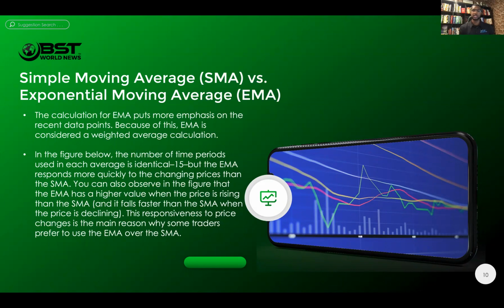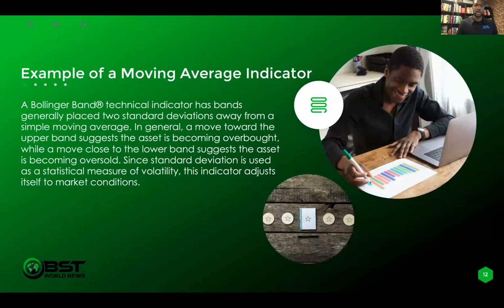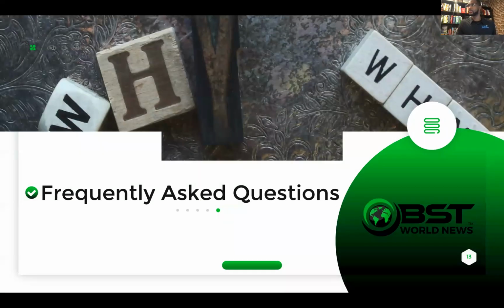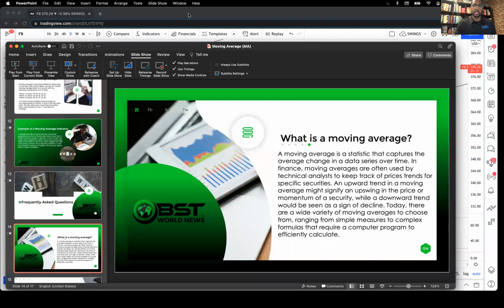This responsiveness to price changes is the main reason why some traders prefer to use the EMA over the SMA. We're going to use both. So I'm going to show you how to use both, and we're going to get into that moving forward. And that's pretty much wrapping up everything we need to understand about the moving averages. So let's look at some real examples.